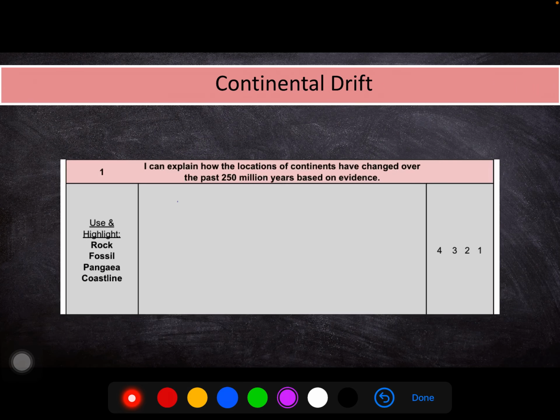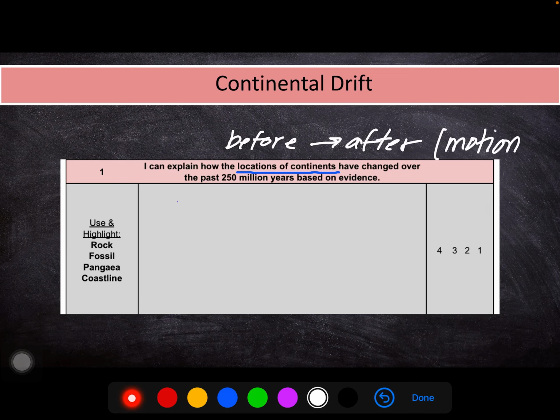So when you think about your learning target 1, we want to explain these things in our own words. We want to explain the locations of the continents, how they've changed over time. So you're kind of thinking about the before, right? The Pangea to the after, what we see now. Describe the motion that has existed over time, just like we did in our mapping activity. We want to say the evidence that supports that idea, right? So how have they changed over time and what evidence have we had?